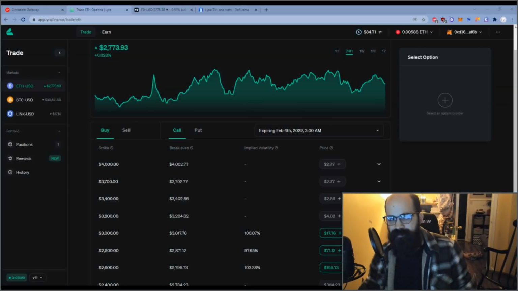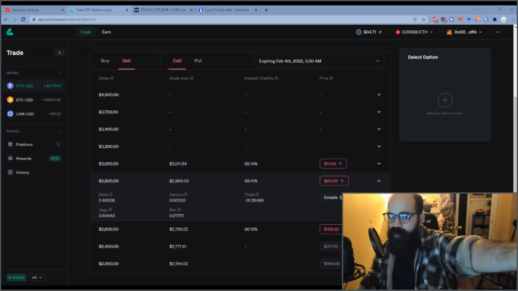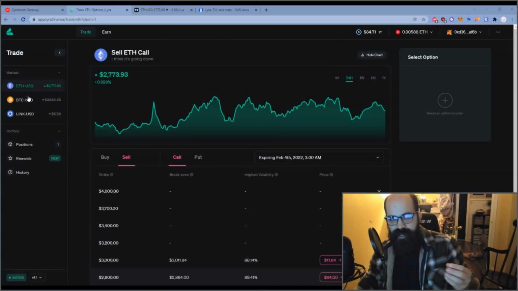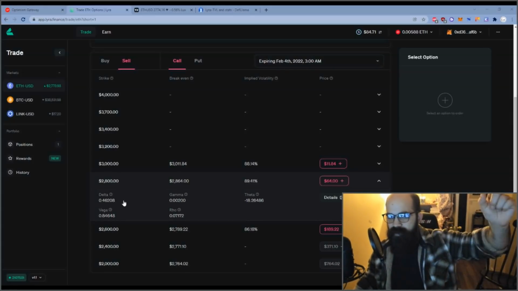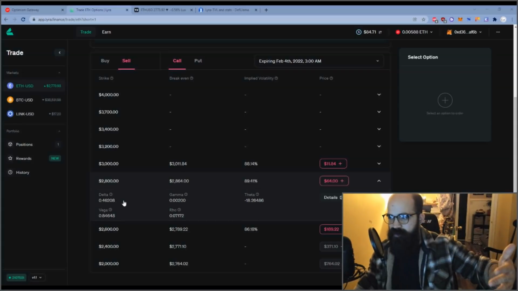So let's discuss calls first. If you are selling a covered call, effectively you're selling someone the right to purchase your asset at a particular price. We call that the strike price. Here we're using Ethereum, but you can also do Bitcoin and Chainlink. In this example, the strike price is $2,800. So you would collateralize some amount of Ethereum, and if at the expiry, February 4th, 3 a.m., Ethereum was at or above $2,800, then you would sell your Ethereum for that price, $2,800, to whomever purchased the covered call.